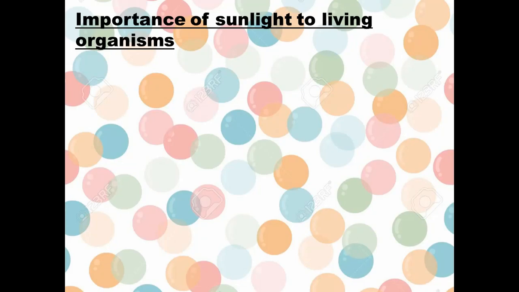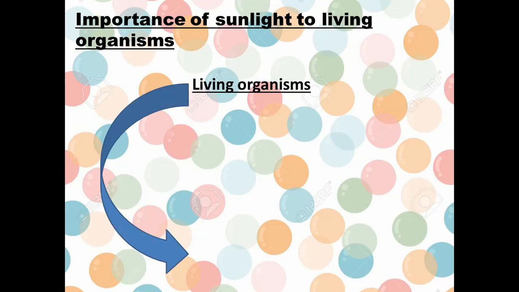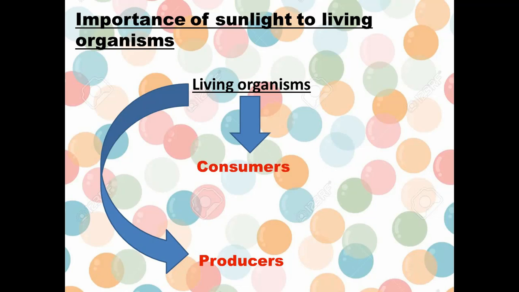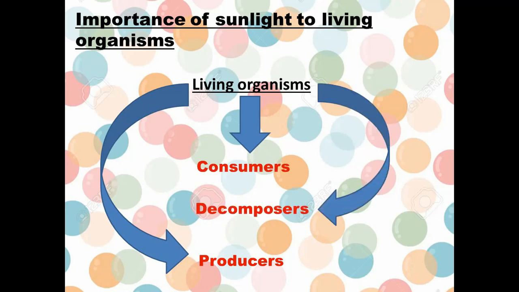Hello, grade 4. Today we will talk about the last part in lesson 4, the importance of sunlight to living organisms. Okay, we will start dividing the living organisms into three types. The first one is called producers. The second one is called consumers. And the third one is called decomposers.